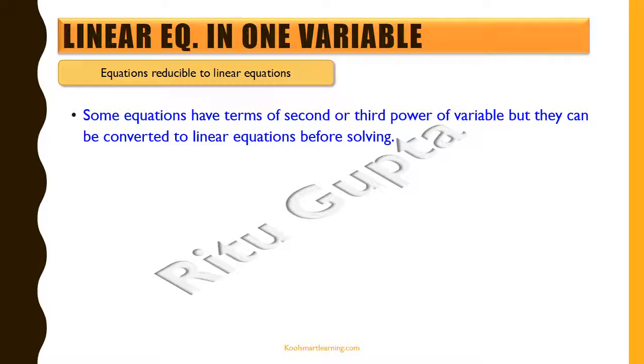Some equations have terms of second or third power of the variable. When we defined linear equations, we said they are those equations which have just the constant terms and the terms with a constant multiplied with a variable with its first power. But certain equations which have terms of second and third power of the variable can be converted to linear equations before solving.